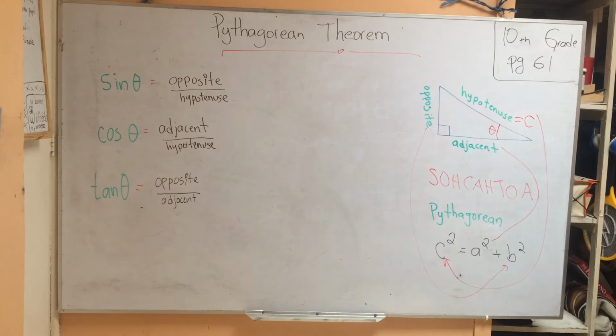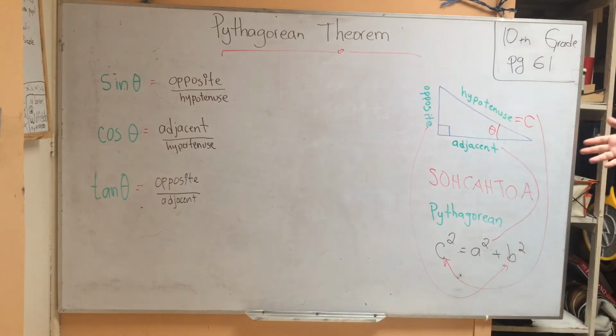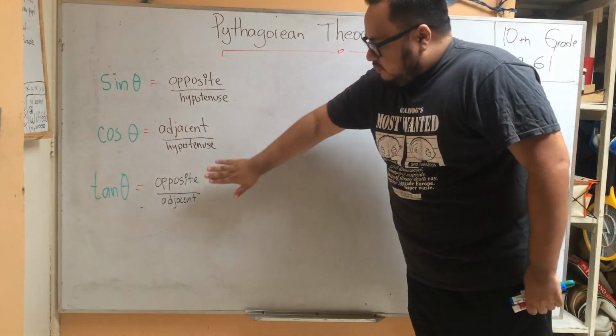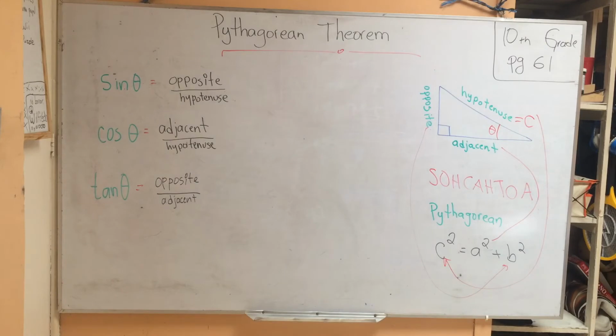Now, remember, right now we're only talking about the measurements of the sides. But what happens to the measurements of the angles? With the measurements of the angles, we're going to use these terms, or these functions, which are called sine, cosine, and tangent.